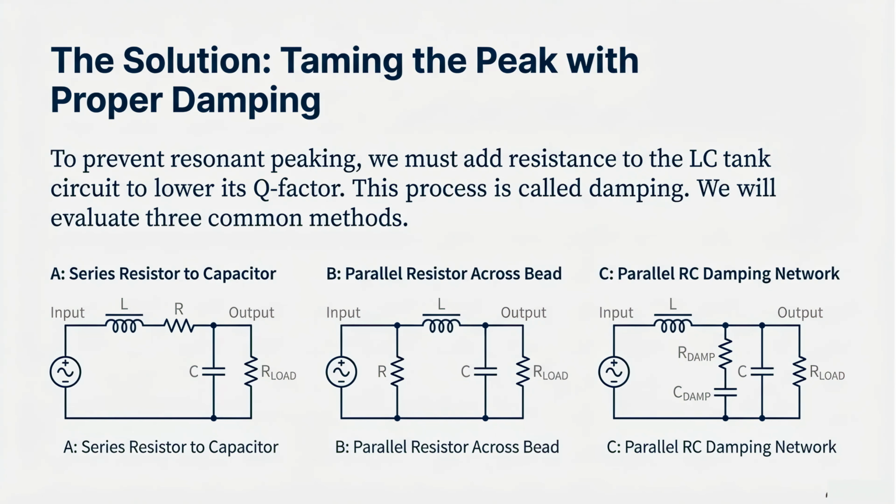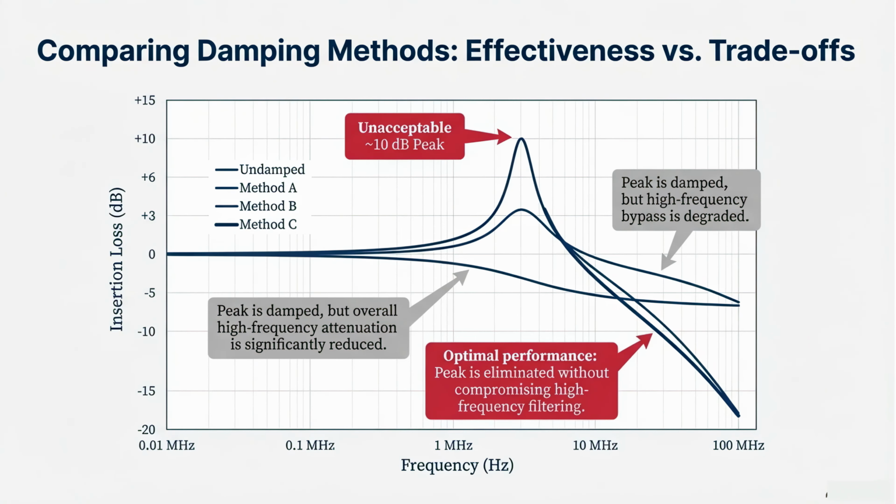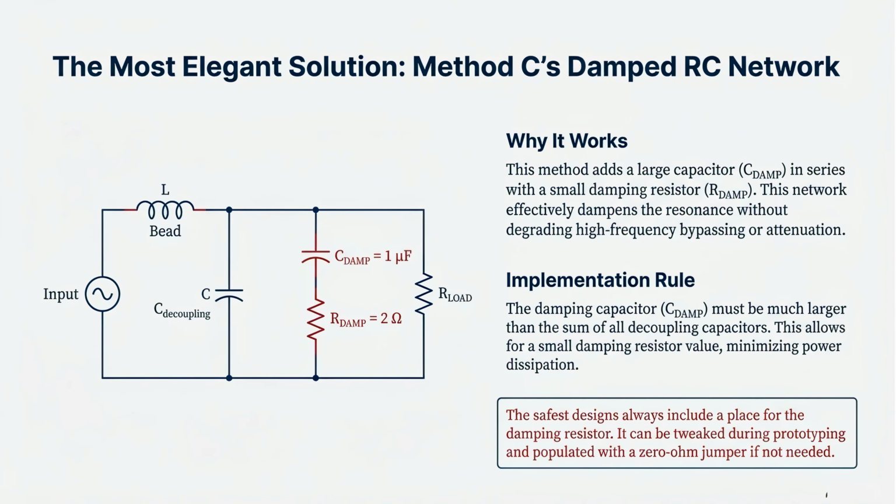We will evaluate 3 common damping methods. Comparing the damping methods, Method C provides optimal performance. It eliminates the resonant peak without compromising high-frequency filtering, unlike the other methods which introduce trade-offs. The most elegant solution is Method C, a damped RC network.